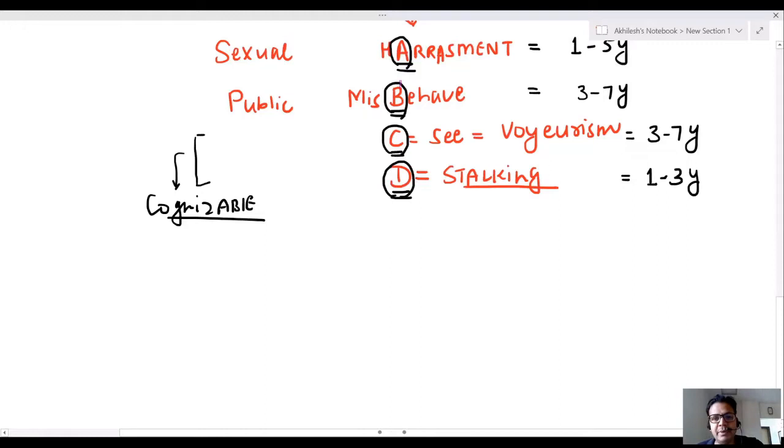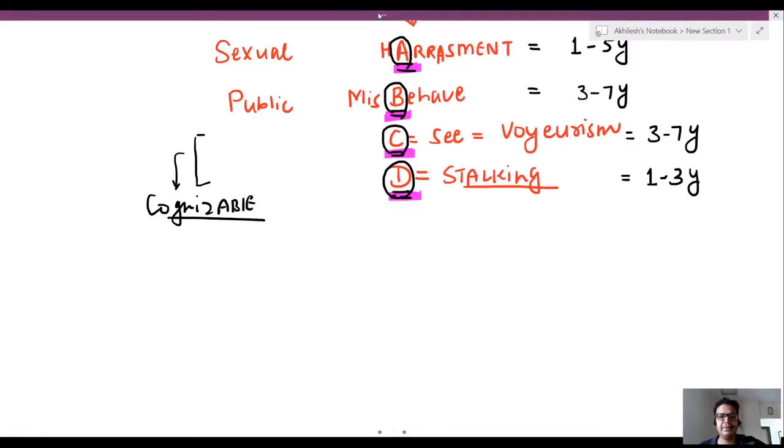So it's very simple to remember: A harassment, B misbehave, C I converted C into C, D it is धक्का देना या stalking करना. That's a trick. D for धक्का, धोखा या stalking. Anyways, these are the punishments under 354 IPC.